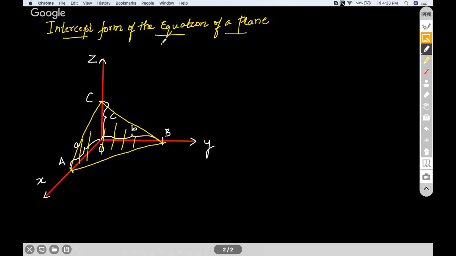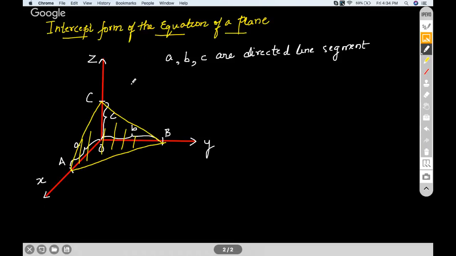Now please note that when I say a, b, and c, they are directed distances. Directed distances means if I'm taking it along the positive x-axis, a is positive. If b is taken along positive y-axis, b is positive. And if c is taken along the positive z-axis, then c is positive. That means a, b, and c are directed line segments. That means they can have their own signs. There's a possibility for a, b, c to be negative as well. So don't treat them exactly as distances because distances are always positive. They are directed distances. That means they can be negative as well.